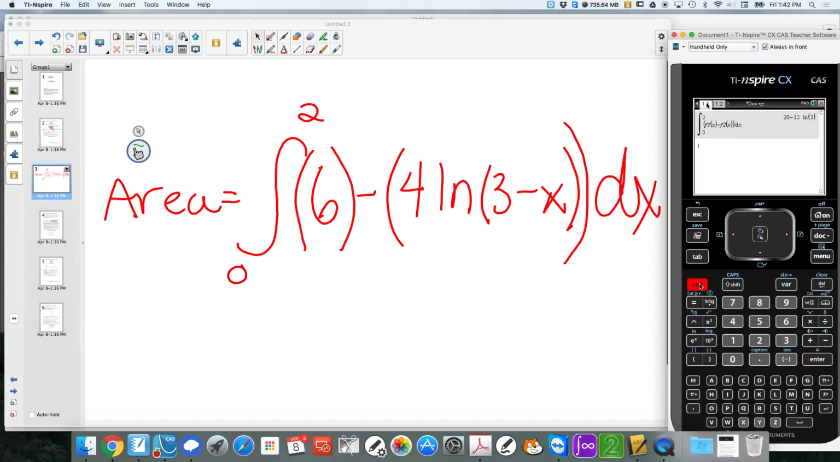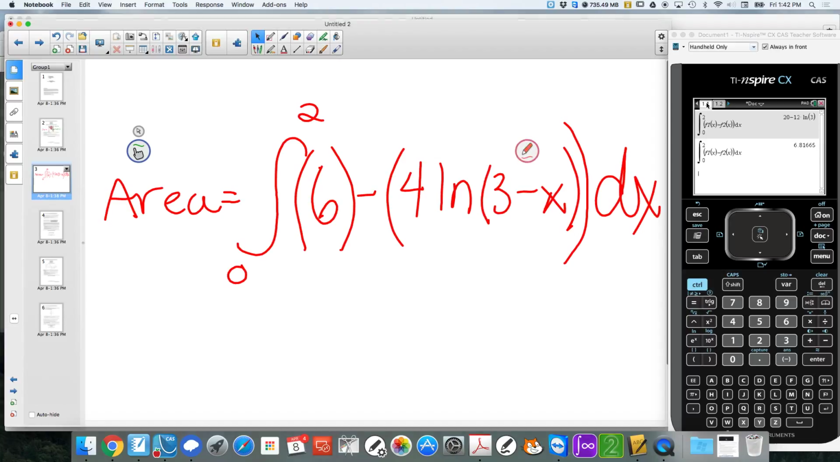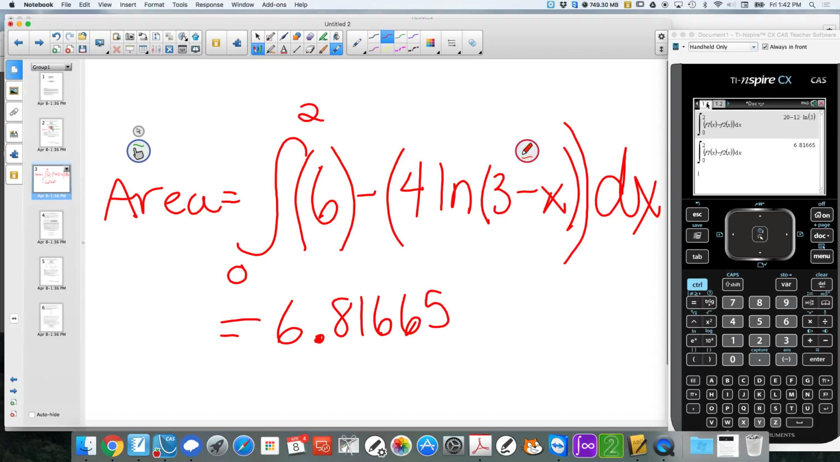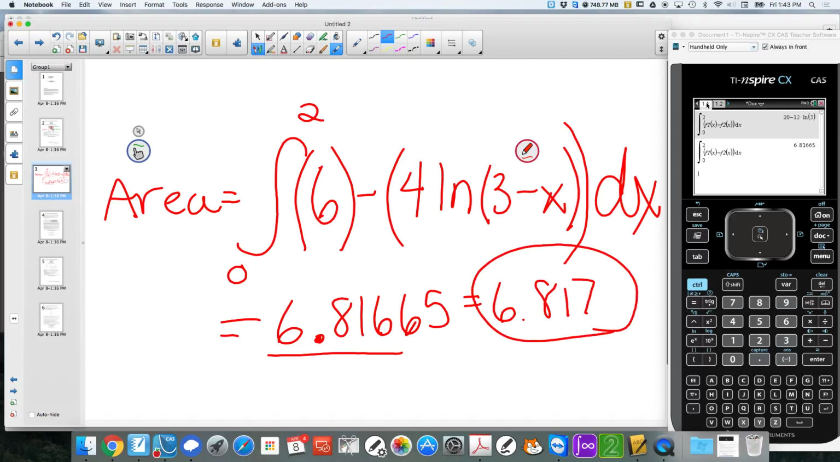It didn't give it back as a nice number. I'll hit control enter. I've got my area equaling 6.81665 or 6.817. So what I usually do is write it down all the way out. I know I'm going to round to the thousandths place. Did I write that down right? Yeah, I did. So that equals 6.817. That's the correct answer there.